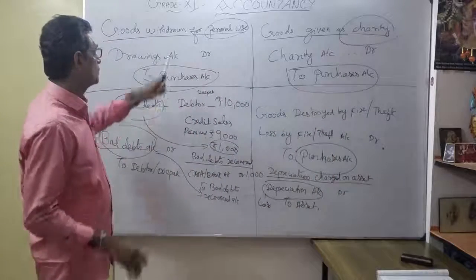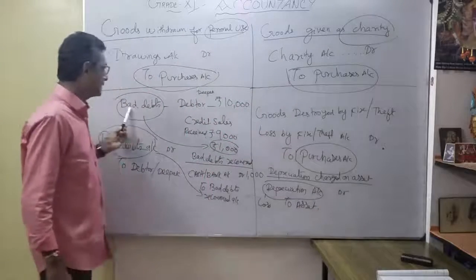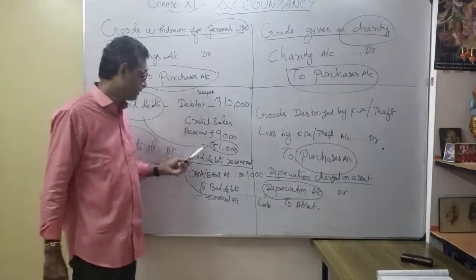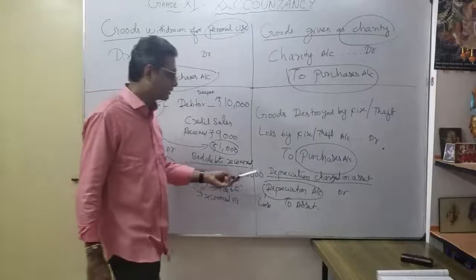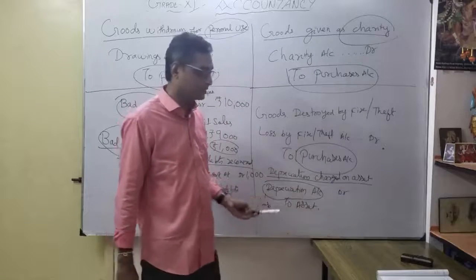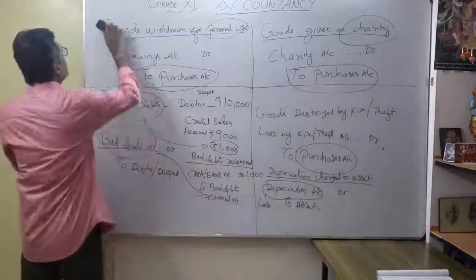So we discussed asset purchase entries 1, 2, 3. Thereafter bad debts, how the entry is passed. Thereafter bad debts recovered, how the entry is passed. And especially depreciation charged on asset, how the entry is passed. Now, the other two entries I am going to discuss. For example here, see here.